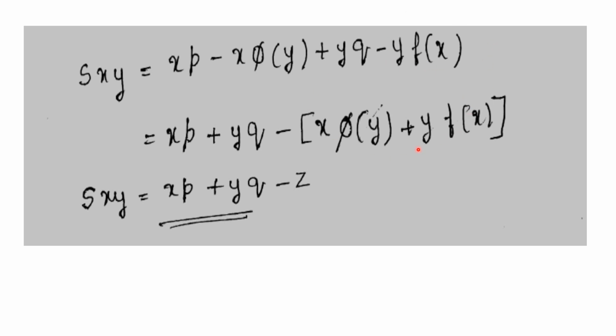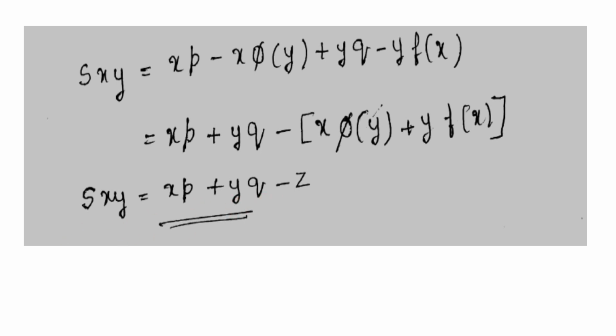So what is x phi of y plus y phi of x? From the given question, this entire term is equal to z. So you get Sxy is equal to xp plus yq minus of x into phi of y plus y f of x. This entire term is z. So Sxy is equal to xp plus yq minus z. So that is my final answer.